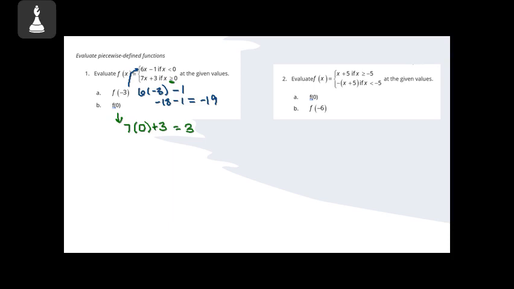The next function is going to follow x plus 5 if x is greater than or equal to negative 5, and the opposite of x plus 5 if x is less than negative 5. Plugging in f of 0. So 0 is bigger than negative 5, greater than. So we're going to use this first one there. So 0 plus 5 is going to give me 5.